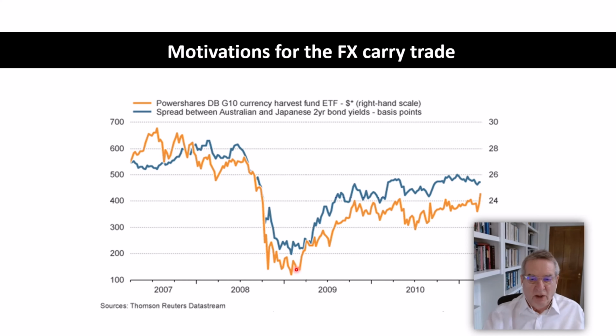Now, if we were to move forward to closer to the current time, say early 26, we would find that the FX carry trade has reappeared, but it very often uses other currencies, maybe than, say, the Australian dollar. It can involve some of the Eastern European currencies, for example.